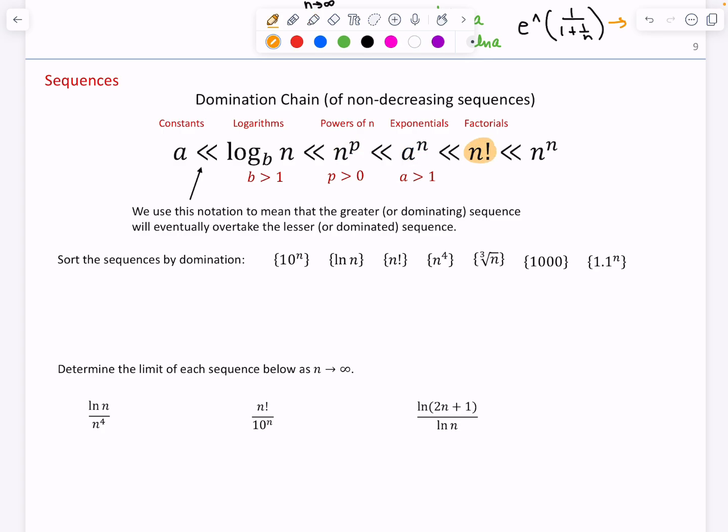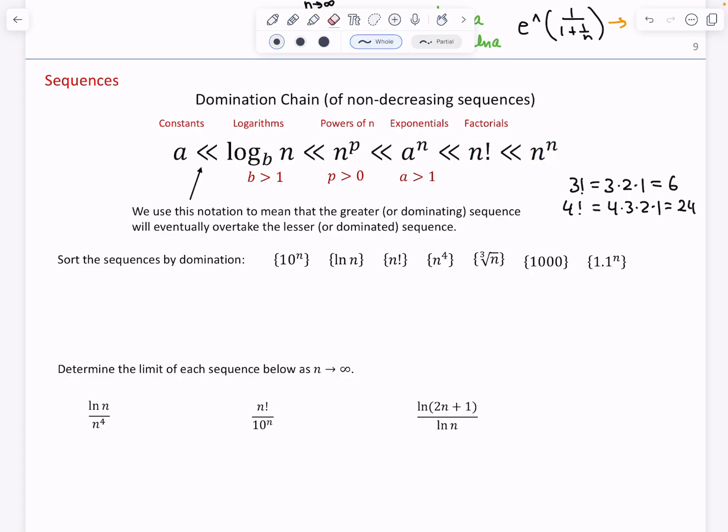N factorial. Recall what a factorial means. Like a 3 factorial, for example, is 3 times 2 times 1, giving you 6. And a 4 factorial is 4 times 3 times 2 times 1, giving 24. But factorials will ultimately grow faster than any exponential once you go far enough out in the terms of the sequence. And at the top of the domination chain is n raised to the n. This will eventually overtake factorials.